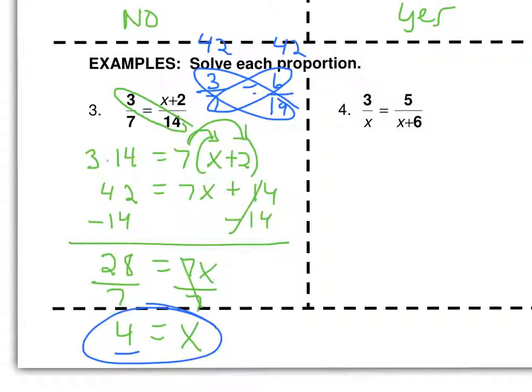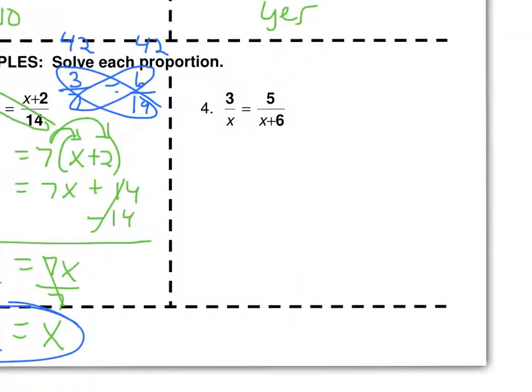All right, let's try the next one. Okay, so here is a proportion, and we have 3 is to x as 5 is to x plus 6. So write that down, and we're just going to set up an equation by doing cross products. So I have 3 times x plus 6, be sure to put the x plus 6 in parentheses, is equal to 5x. So there's my equation.